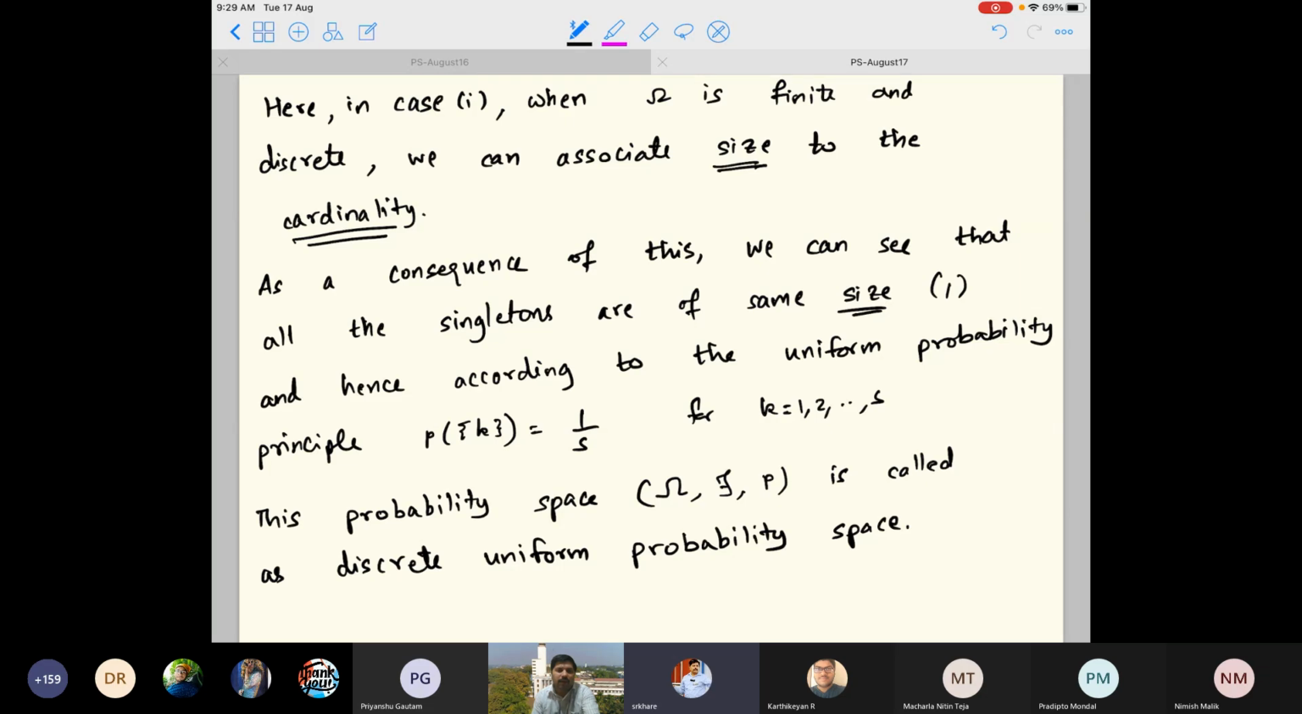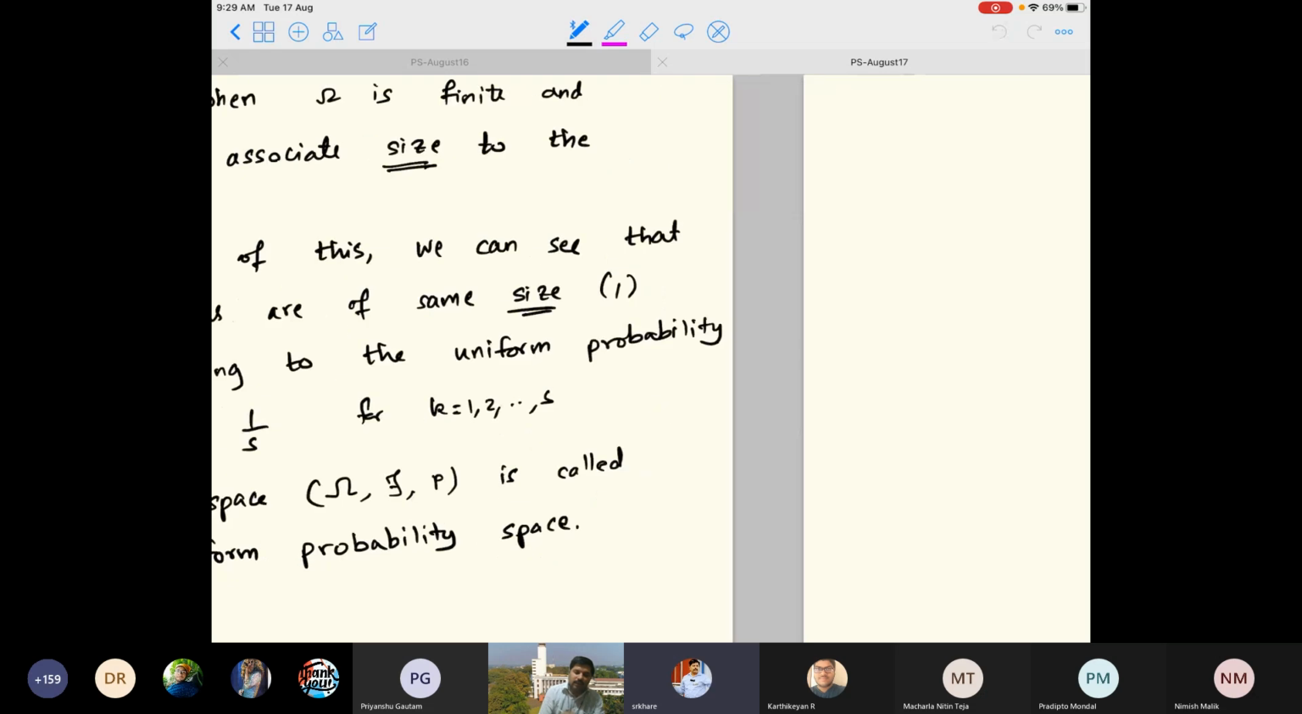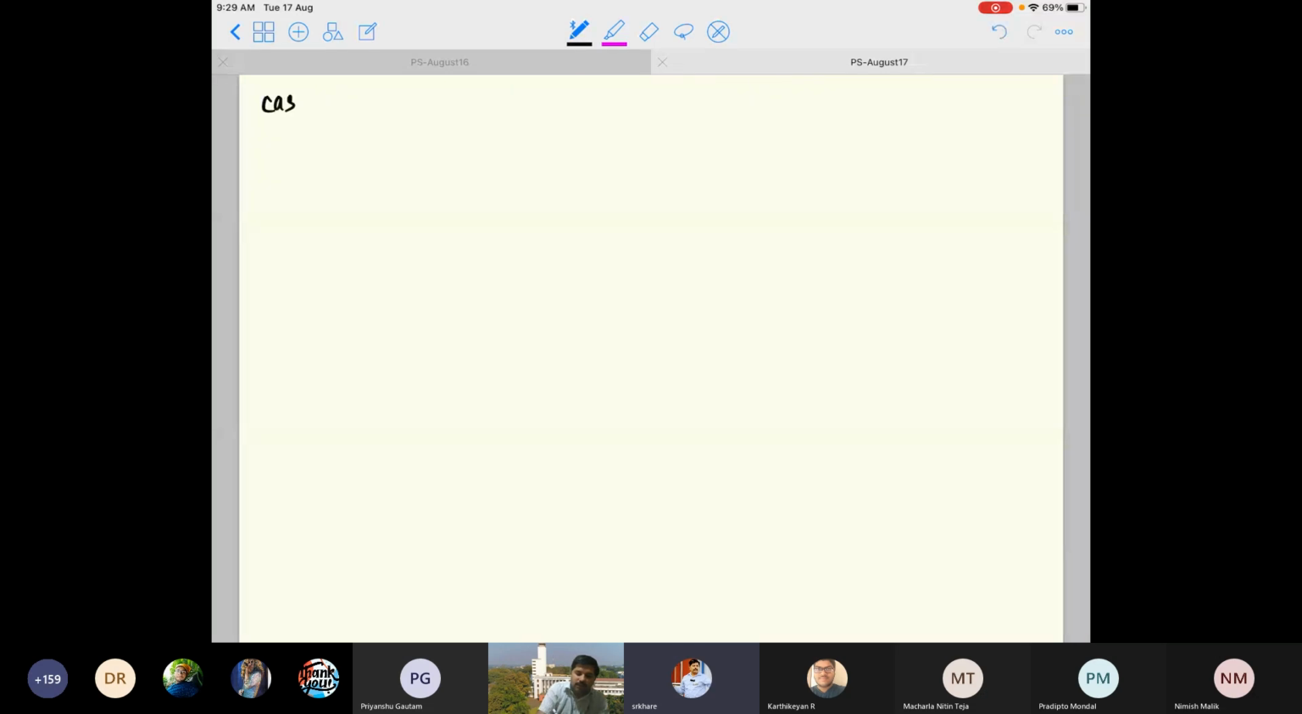This is straightforward, right? The only key thing is how you associate the size of the set. You say the size is associated with cardinality, and then your job is done, right? Now let us consider the other case. I will consider case 2, the given set.